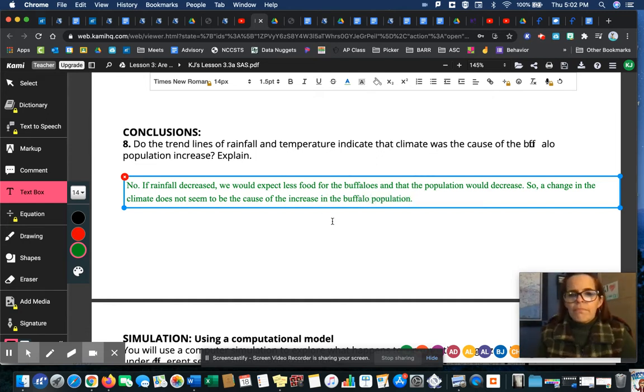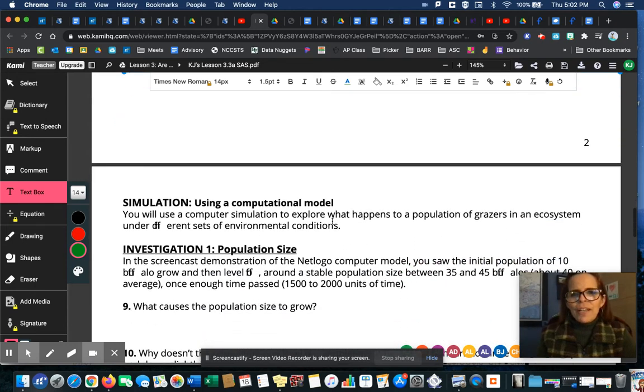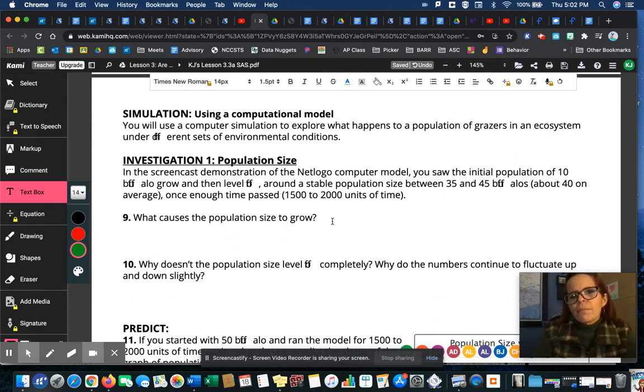Yeah, good. All right, now we get to move on. We're going to do a computer simulation. You might remember from when we did our unit on bacteria and antibiotics, we had a computer simulation. It's the same program, but it's designed specifically for what we're studying this time.